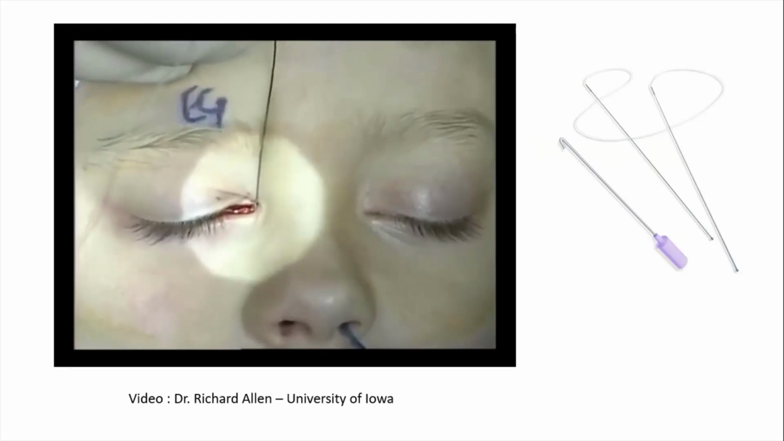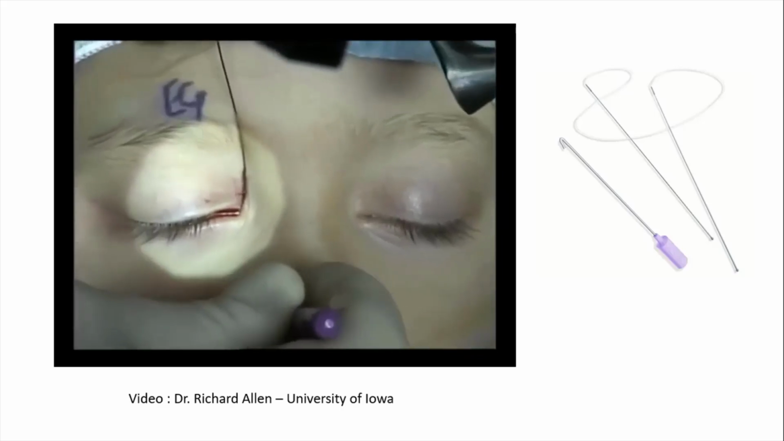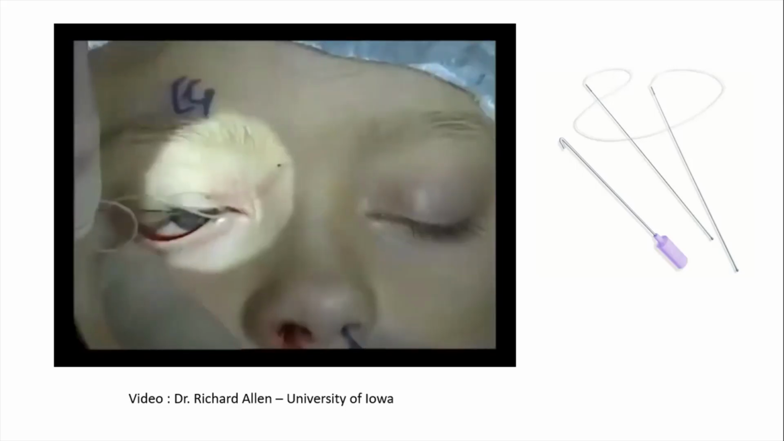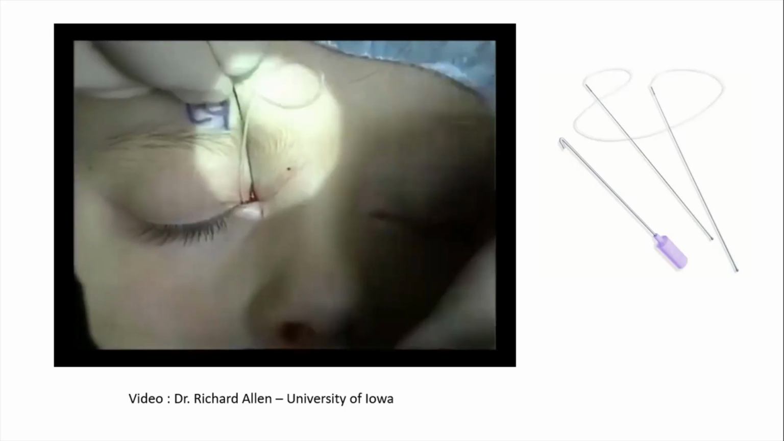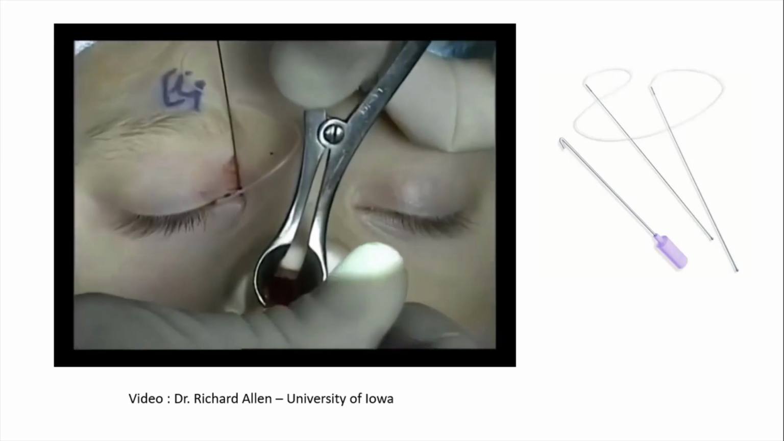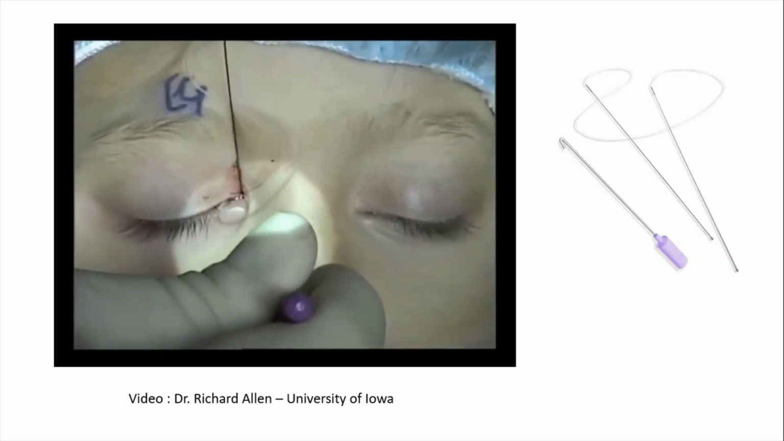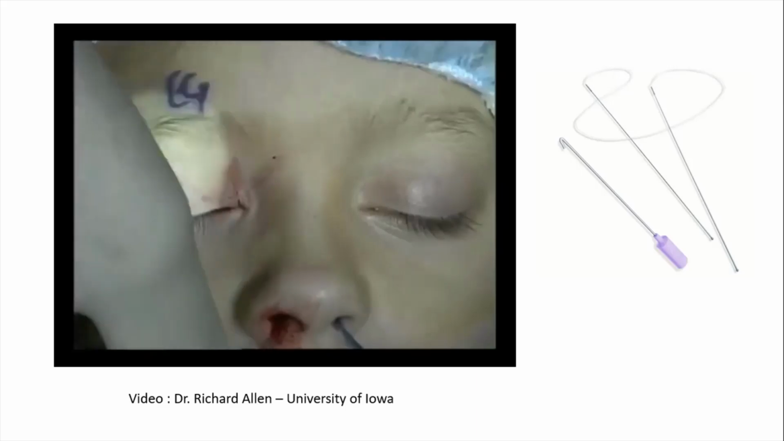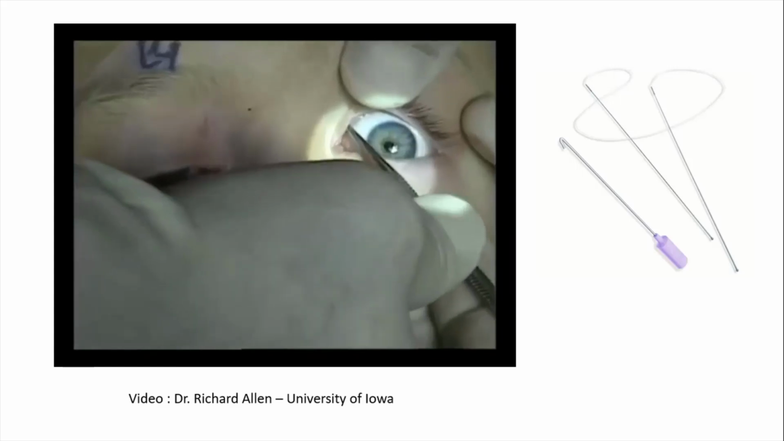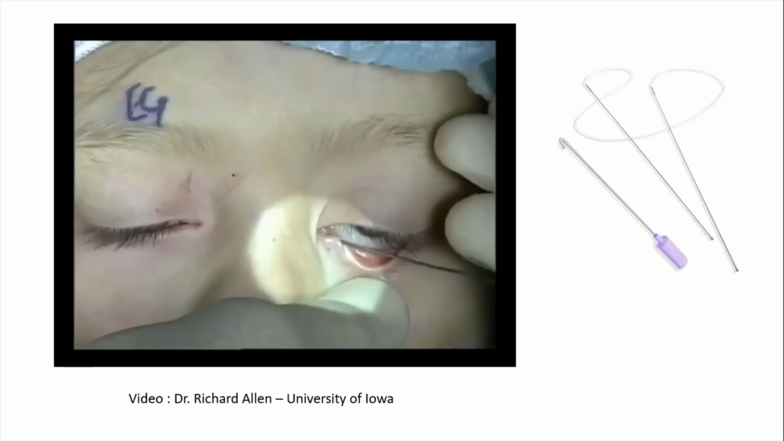And this is the Crawford stent. It's a bicanalicular stent. So one end of the stent is placed in the upper canaliculus, and it's retrieved from the nose using a retrieval hook. So the hook is placed and the stent is retrieved into the nose. This is the other end which is placed in the lower punctum, and the second end also is retrieved from the nose using the retrieval hook.